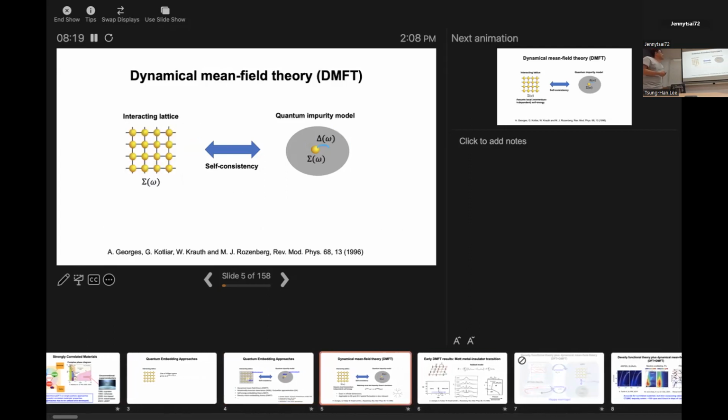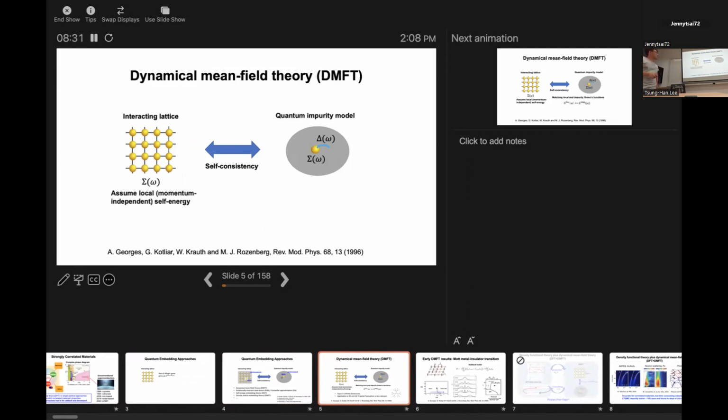This dynamical mean field theory is the most popular and standard way in this quantum embedding framework. In DMFT, one will assume that the self-energy is local, so we will not have a momentum index in the self-energy. And with this type of approach, we can map this interacting lattice approximately to a quantum impurity model where we have this self-energy of the impurity, and this is the hybridization between the impurity and the bath.